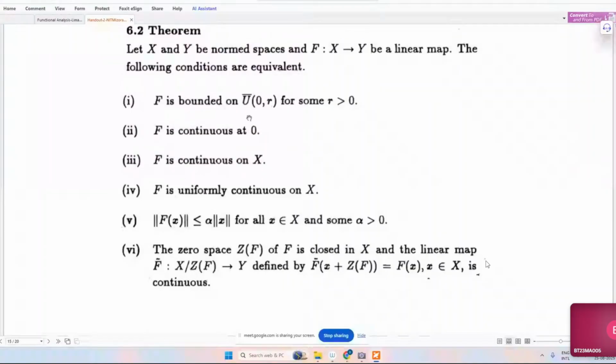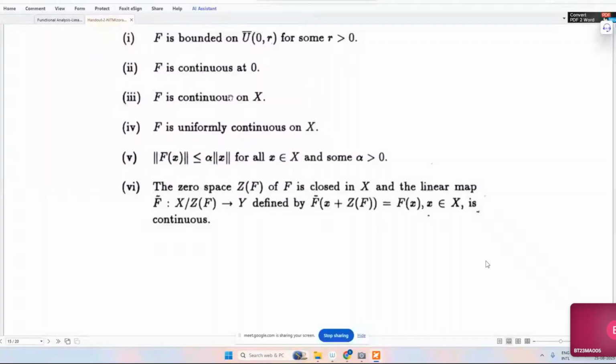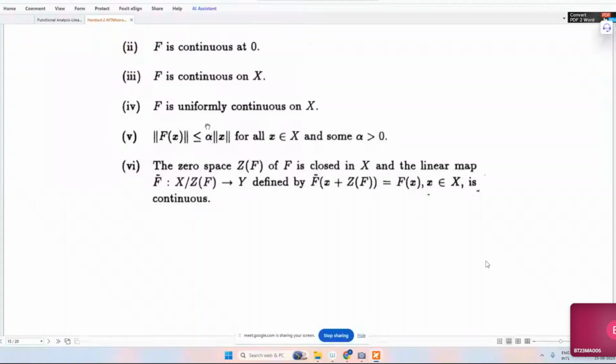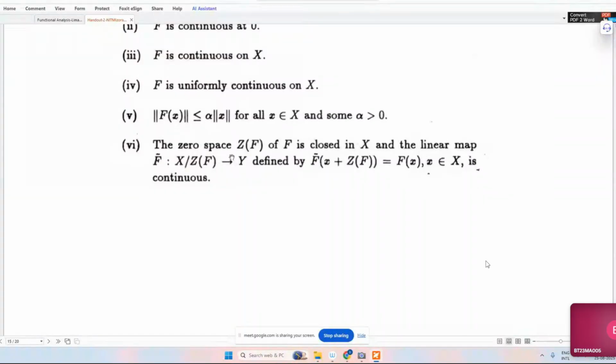F is bounded on the sphere of radius R, that is U, and take the closure. What is this U0? It is norm of x less than or equal to 1 for x in U. Then F is continuous at 0. So if F is continuous at 0, then it is equivalent to the first statement. F is continuous on X. That means if F is continuous at 0, then the continuity spreads all over. F is uniformly continuous. That means if F is continuous, then F is also uniformly continuous. Finally, norm of Fx is less than or equal to alpha times norm x for all x in X. So this alpha is independent of this x, and alpha is strictly greater than 0. This is the fifth statement.